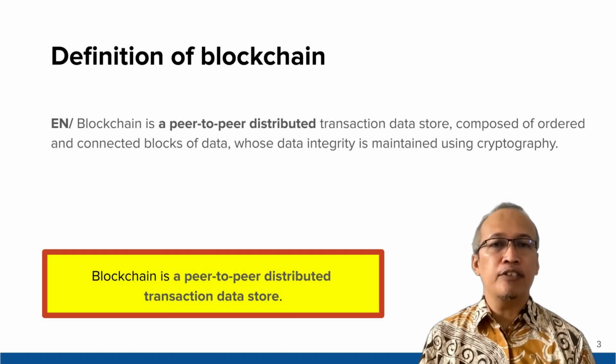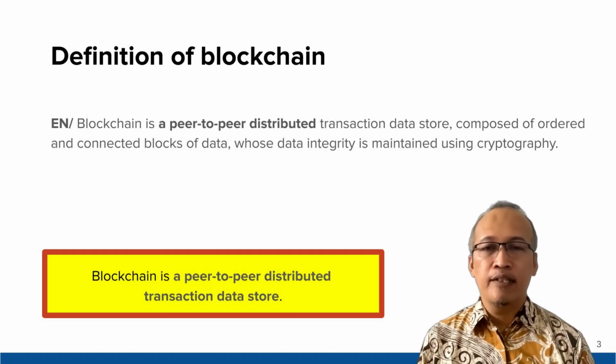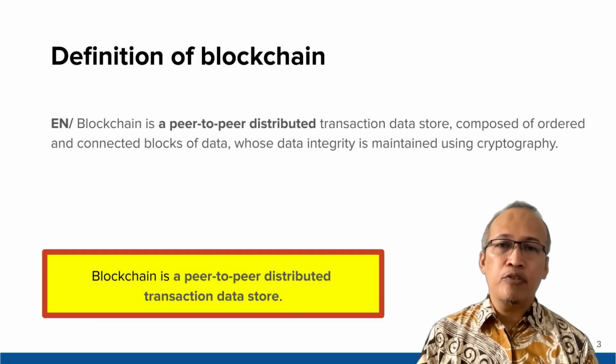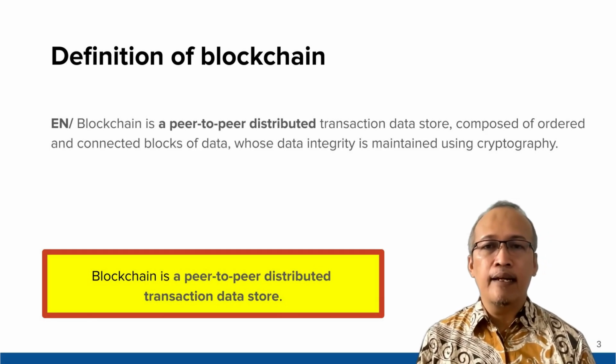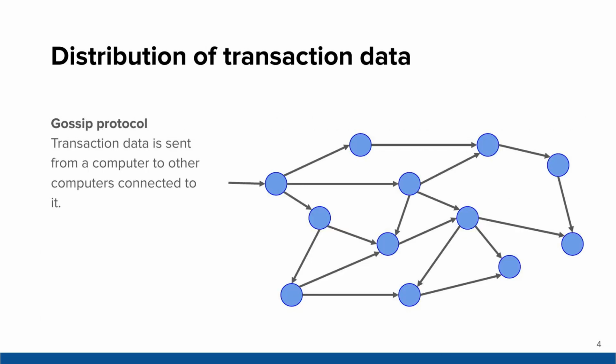It's like if you send a receipt for your purchase to every single person in your neighborhood. Good luck trying to secretly change the price after that. Everyone else still has the original. So how does transaction data spread across all these computers?